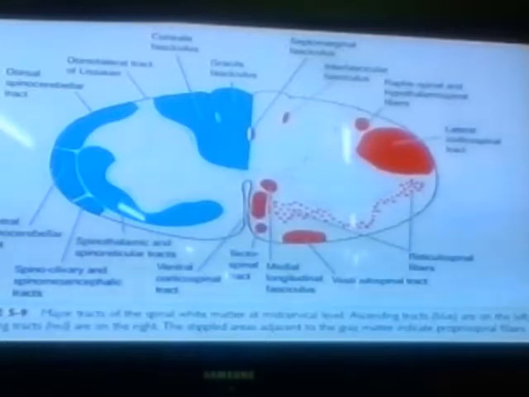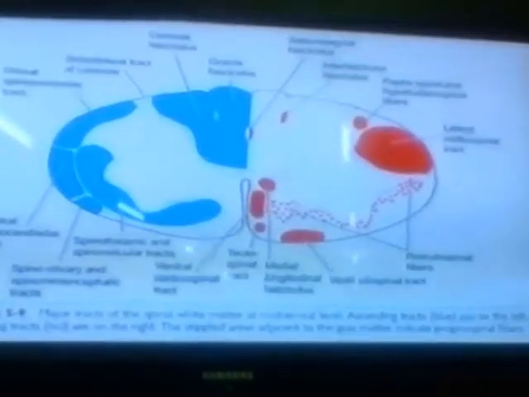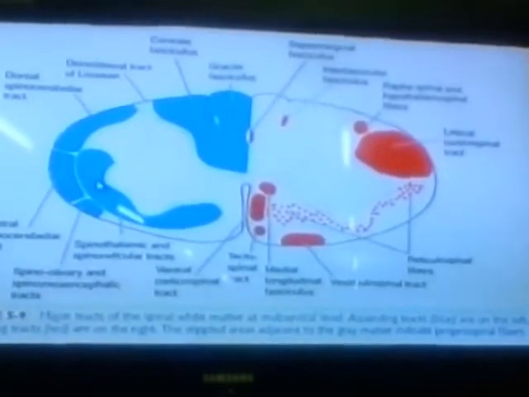So what are some of these tracks we can test? There are some ascending and some descending ones. What are the ascending tracks that we can test for? So we know we can test for the spinothalamic. If you look at this schema here, this is from your bowels. So this is the region of the spinothalamic tract here. What else can we test for?